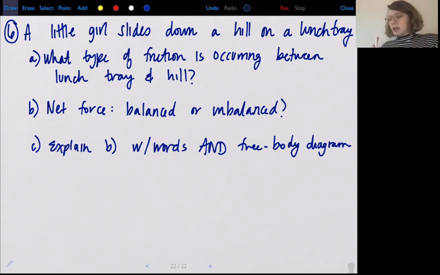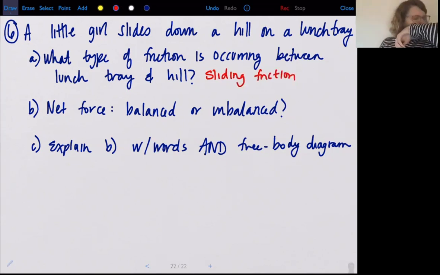But that's not the situation here. We're talking about a girl sliding down a hill. We're not talking about a girl sitting on a hill, right? We're talking about her sliding down a hill. So the word sliding itself gives the answer. This is sliding friction. And the reason I know that is because there's motion. The net force is unbalanced because there's motion occurring. Part B wanted us to say, was the net force balanced or unbalanced? Well, it's unbalanced because motion is occurring.